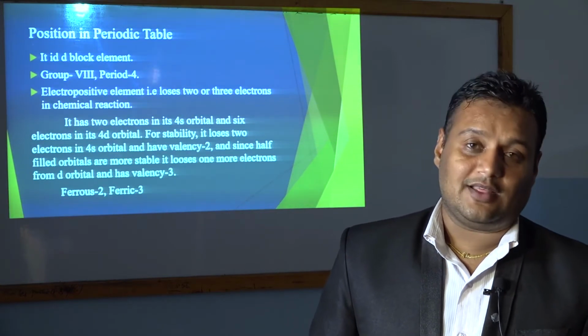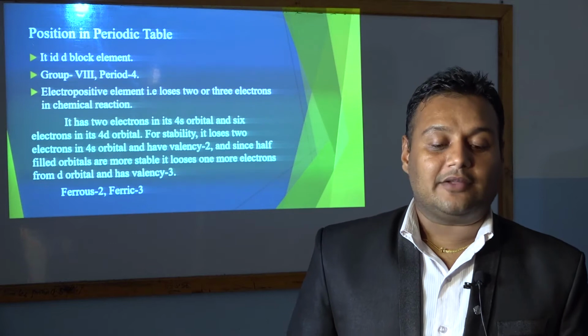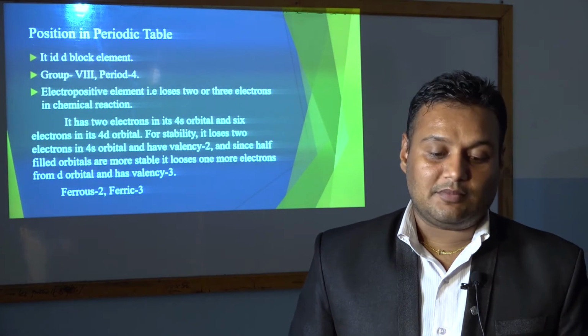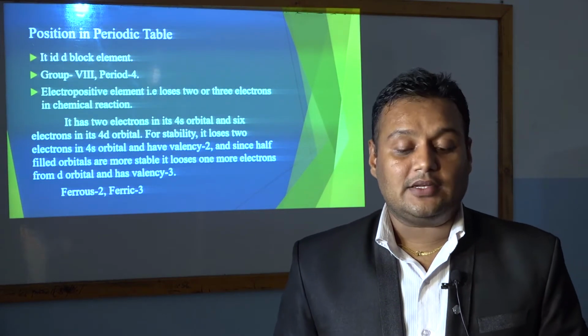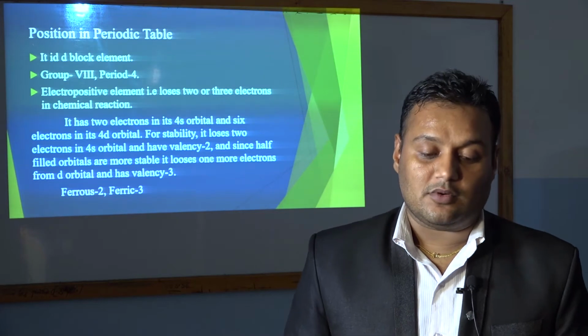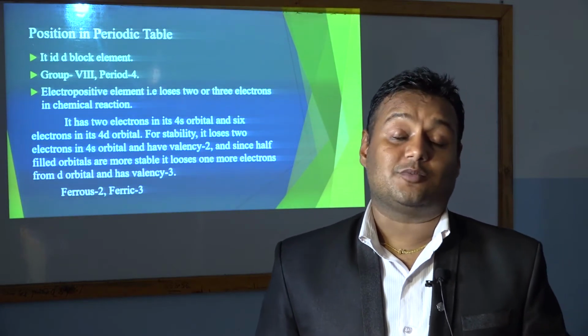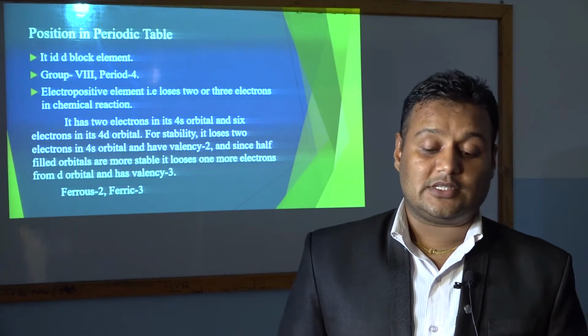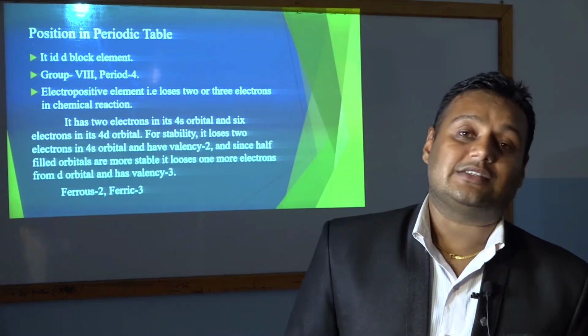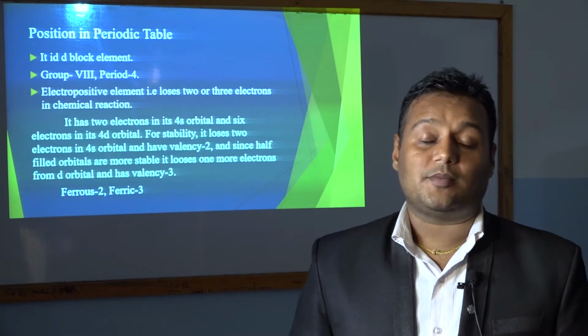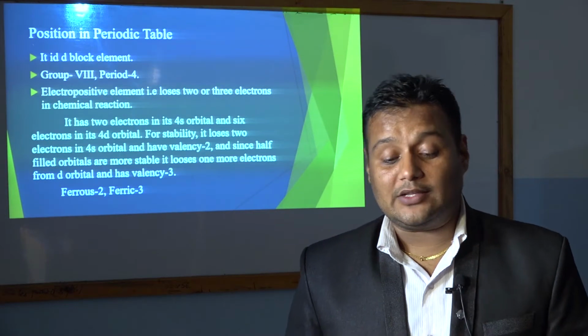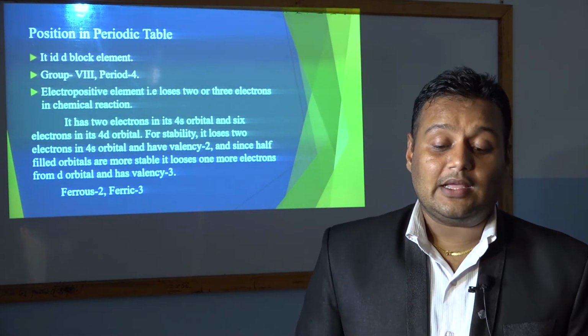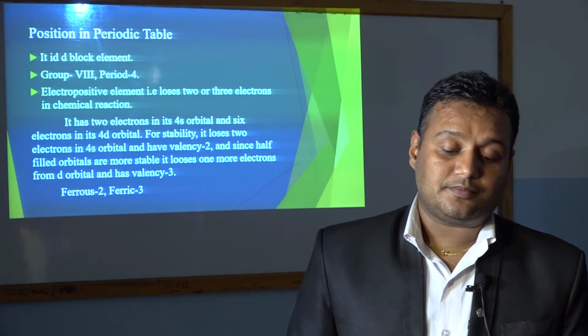Position of iron in the periodic table. Iron is a d-block element. It lies in group 8, period number 4. It is an electropositive element, that means it loses 2 or 3 electrons. Since it is a transition metal, it has 2 valencies. Sometimes it loses 2 and sometimes it loses 3. And why it loses 2 or 3, I have described.